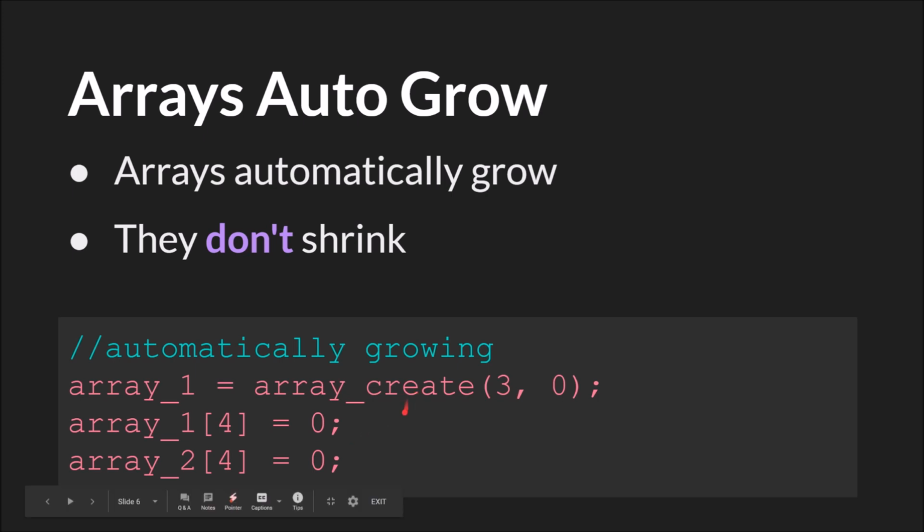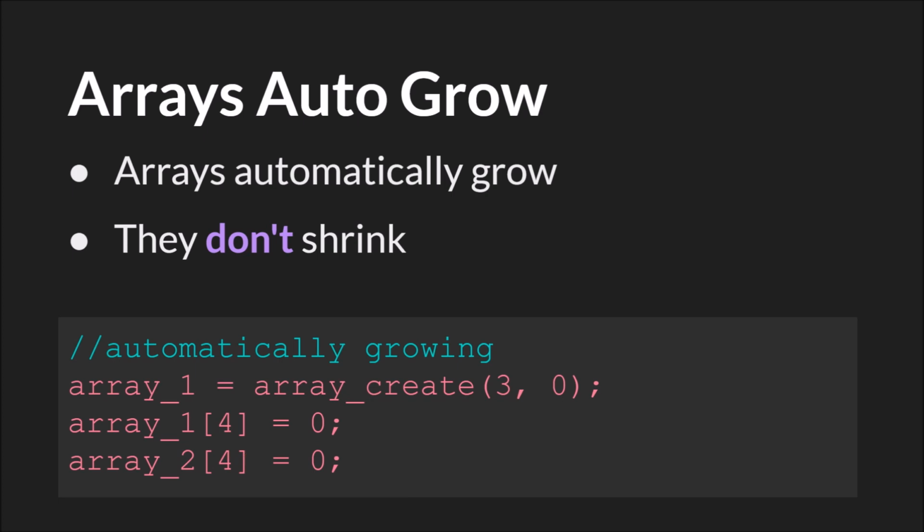Finally, not only does GameMaker grow an array, but if no array exists, it will actually create one. So this is the third way to create an array. You could say array 2, position 4, 0, and this would be exactly the same as saying array create 5, 0. So this will not only grow an array, but it will create it.